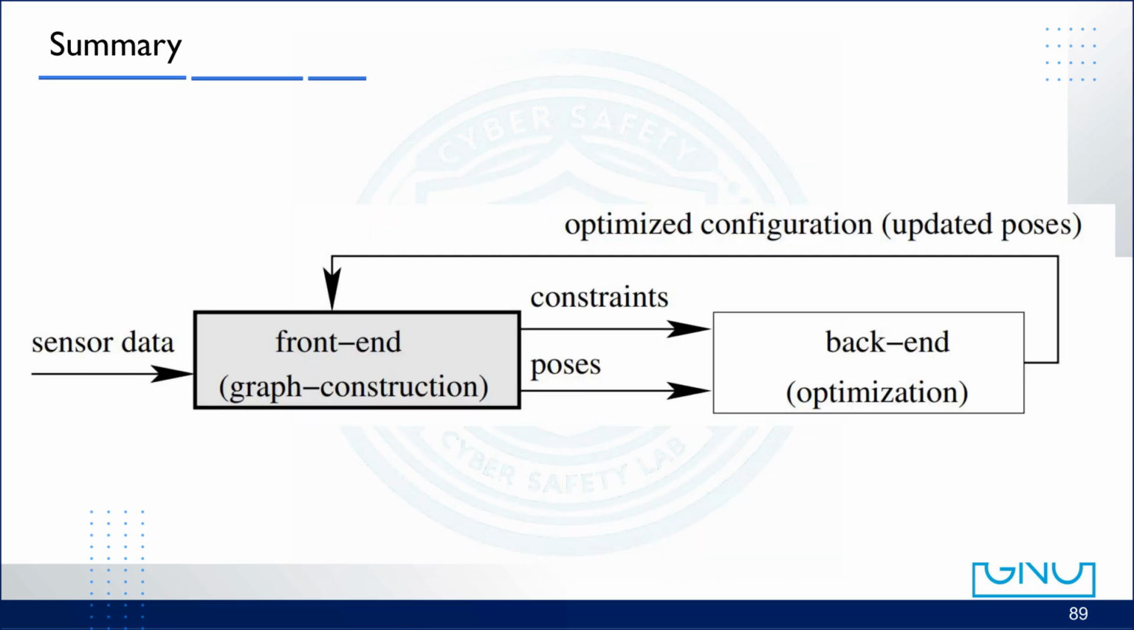To summarize, this is the overall structure of graph-based SLAM. Sensor data goes into the front end, where a graph is built with poses and constraints. Then, the back-end optimization finds the best configuration of those poses. This loop runs repeatedly to improve both the map and the robot's localization. Real-world SLAM systems also include loop closure detection, error handling, and various heuristics to make it reliable in practice.